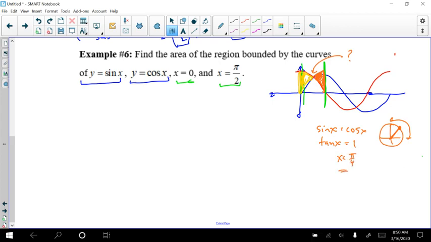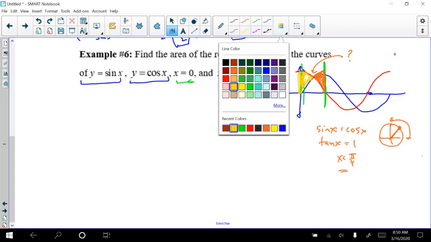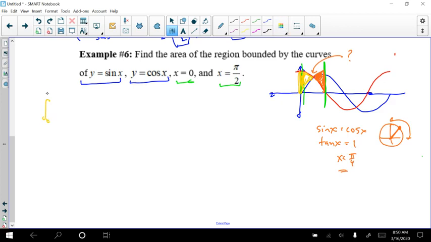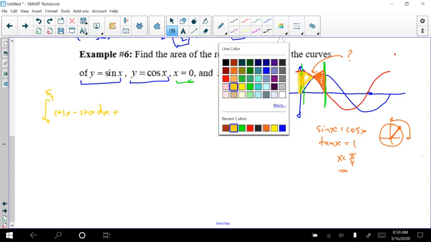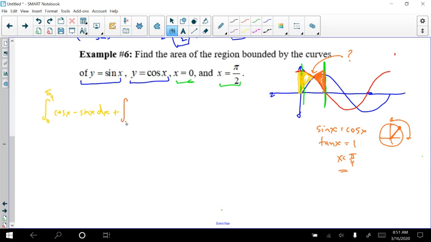And the reason that's important is because at that instant, at pi fourths, the 2 functions change. So if I'm going to set this up as 2 separate integrals, the first integral would be between 0 and pi fourths. The top function is the cosine function, and the bottom function is the sine function. And once they switch from pi over 4 to pi over 2, the top function is now the sine function, and the bottom function is cosine.